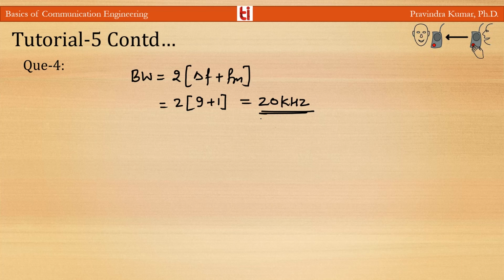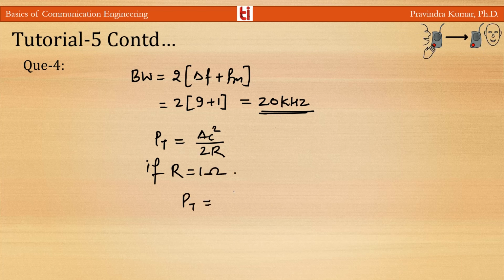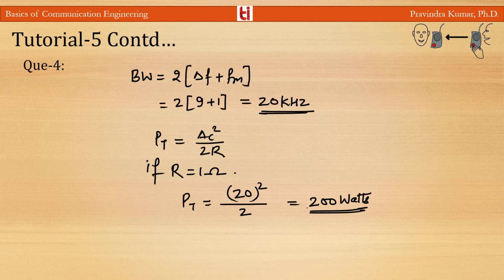We know that the average transmitted power of FM is Ac squared by 2R. If I consider that R is 1 ohm, then the transmitted power will be Ac squared, 20 squared by 2, which is 200 watts. So the transmitted power by this wideband FM is 200 watts.